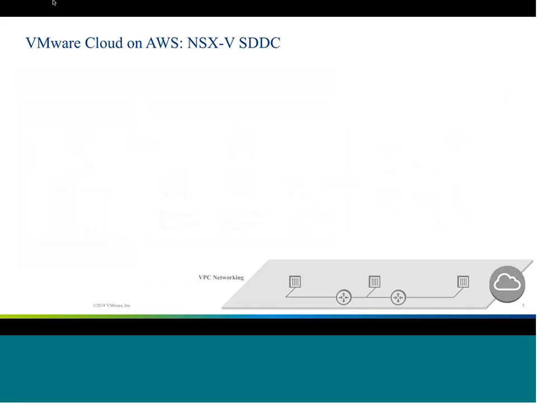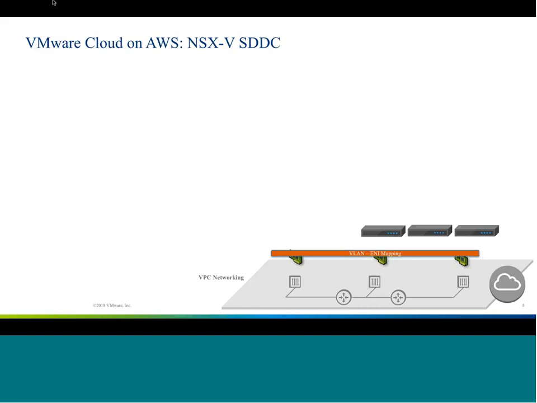So really quickly, let's look at what we're doing in terms of how this works, VMware Cloud on AWS. So there's the VPC networking. This is the AWS VPC networking. We're deploying bare metal hosts, and we're using AWS ENAs to connect those hosts to this overlay of AWS.